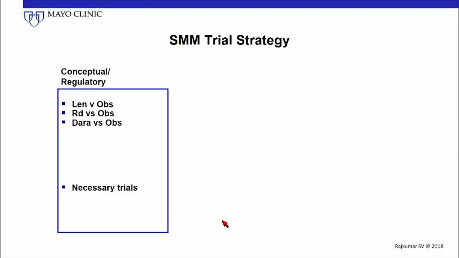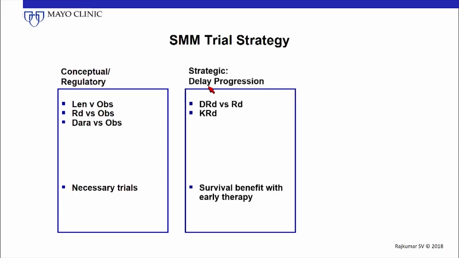I told you there are a number of clinical trials going on in smoldering myeloma. One of them is a strategy of just getting drugs approved. That will be trials such as lenalidomide versus observation or DARA versus observation. Some of this is a strategic trial where we are trying to improve the outcome of smoldering myeloma by doing more intensive therapy to try and see if we can prolong overall survival of patients.